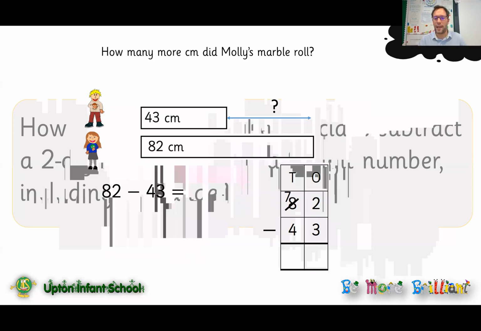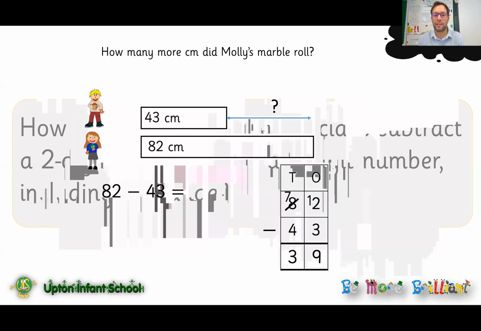And we can move one of those 10s over into our ones column to make 12. Can we take away 3 from 12? We can, can't we? So 12 take away 3 would leave us with 9. Now let's look at our tens column. We've got 7 take away 4. 7 take away 4 would be 3. So the answer to our question, 82 take away 43, is 39.